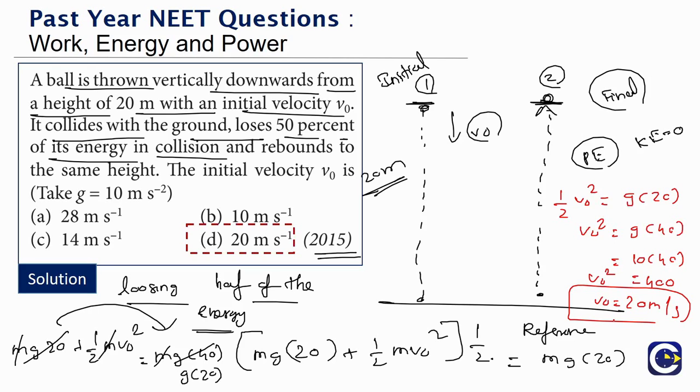So we are just using the relation between the energy they have given. They are saying it is losing half the total energy, means half times the initial energy will be the remaining energy.